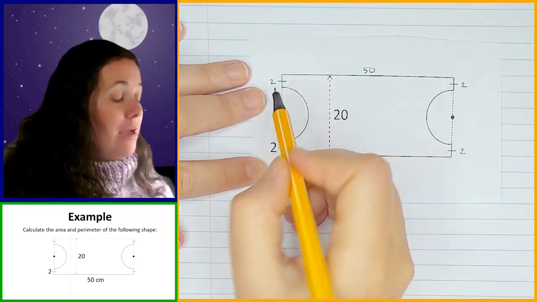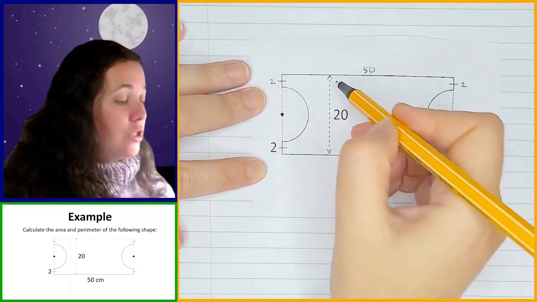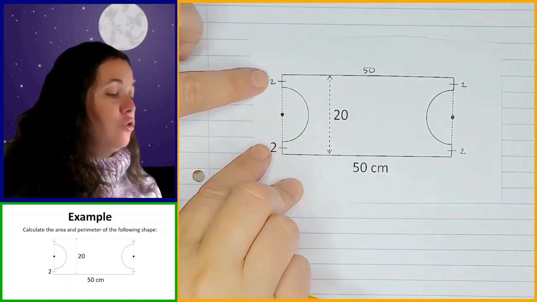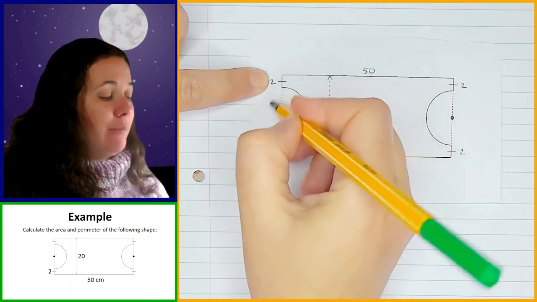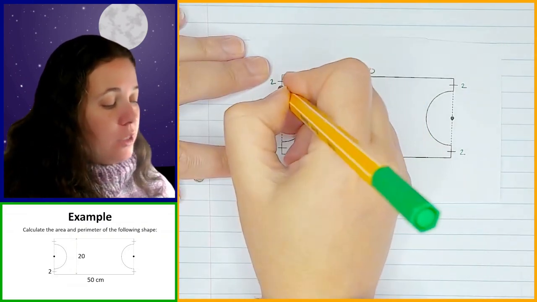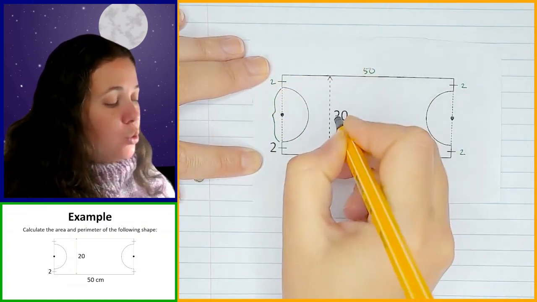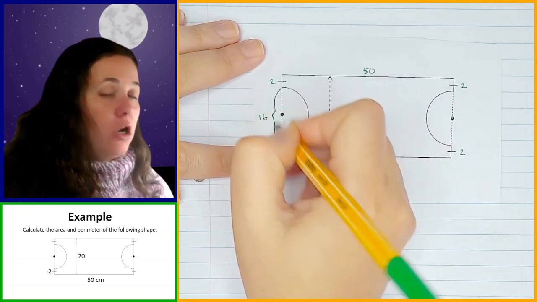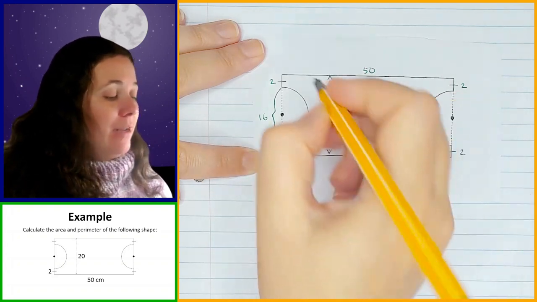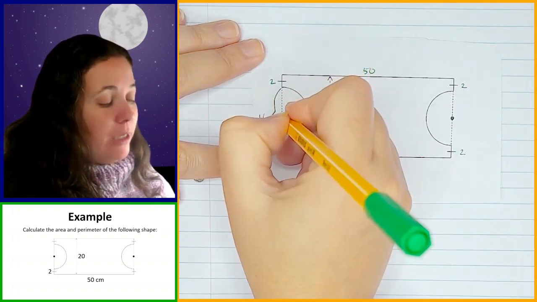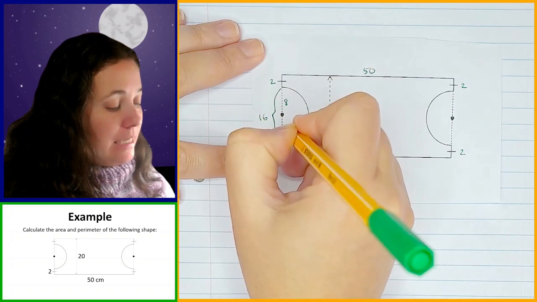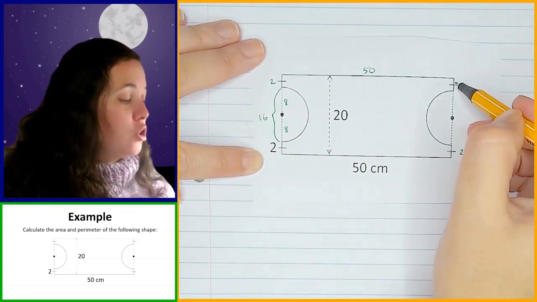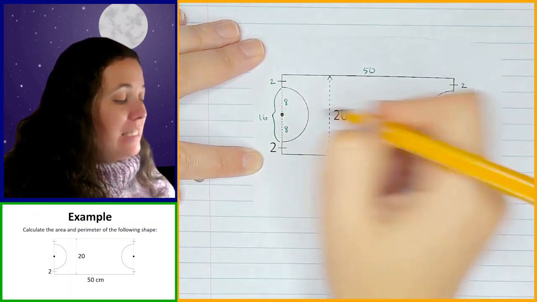So I can work out that diameter by saying, I know that this distance is 20. If I take these two twos away from the 20, that'll give me the diameter of this half circle. So that's going to be 20 minus 2 minus 2 is 16. So the diameter of the half circle is 16. And if I need to know the radius of that half circle, it will be half of 16, which is 8. So that's 8, and that is 8. And the same thing is on this side over here, because it's also 2 and 2. So that's exactly the same as this side.